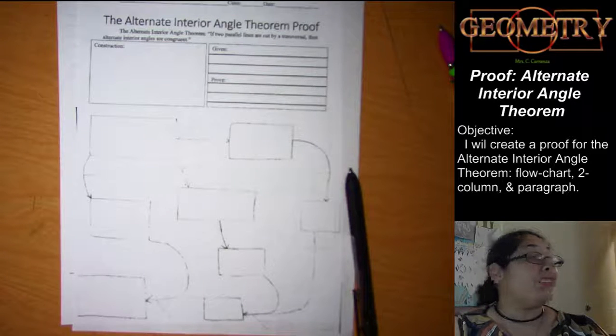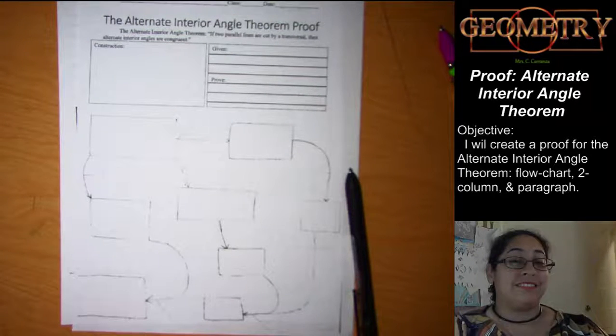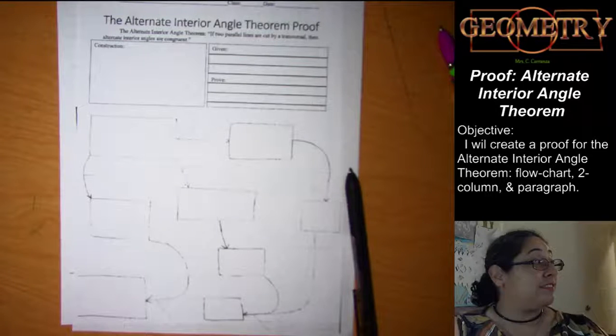Go ahead and read. Someone. I will create a proof for the alternate exterior angle theorem flowchart 2-column 1 paragraph.